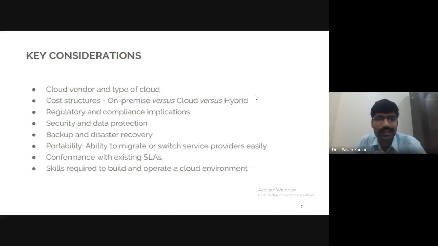Next, coming to the key considerations: what is the type of cloud that we are using, where we are using it, and what are the implications of this kind of migration. What is the security barrier, when we lose the data what is the recovery mechanism, and can we switch to some other service or platform if we want? These are all the considerations while migrating into a cloud. What type of cloud we want, where we want it, what the security implications are, what the recovery implications are. That is nothing but portability. These are all things we have to consider while migrating.